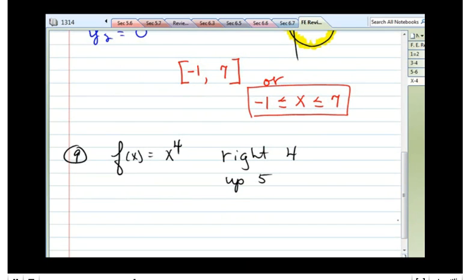If you're shifting right or left, where does that go? Inside the parentheses. So we're going to have f of x equals parentheses x minus 4 to the 4th. Remember that right is a minus, left is a plus. And then what does the up 5 do? Plus 5.